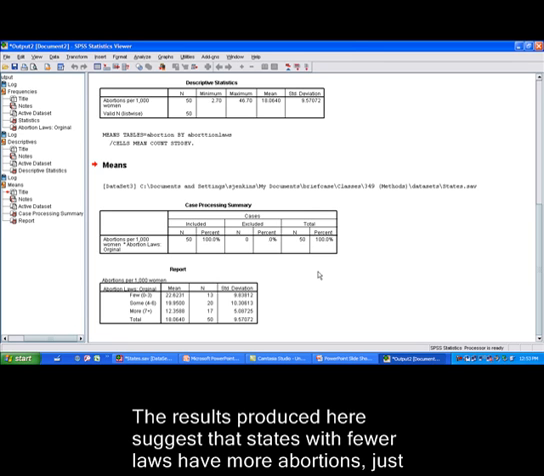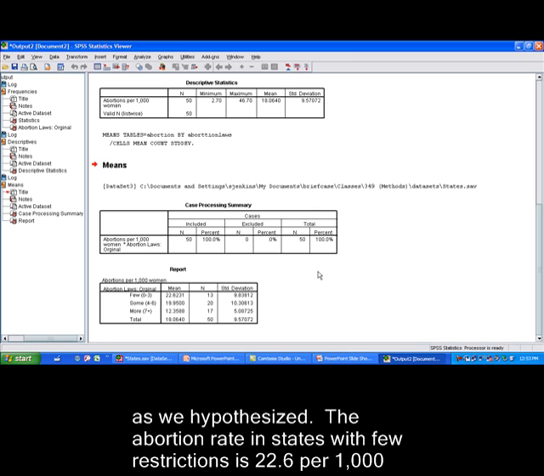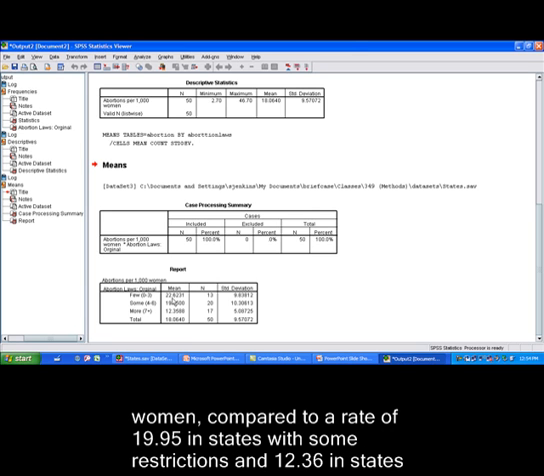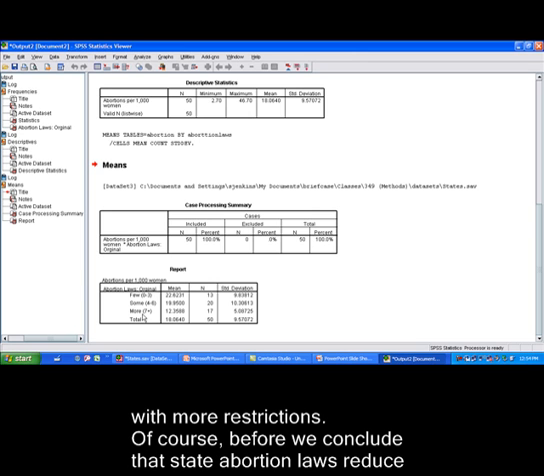The results produced here suggest that states with fewer laws have more abortions, just as we hypothesized. The abortion rates in states with few restrictions, 0 to 3, is 22.6 per 1,000 women, compared to a rate of 19.95 in states with some restrictions and 12.36 in states with more restrictions.